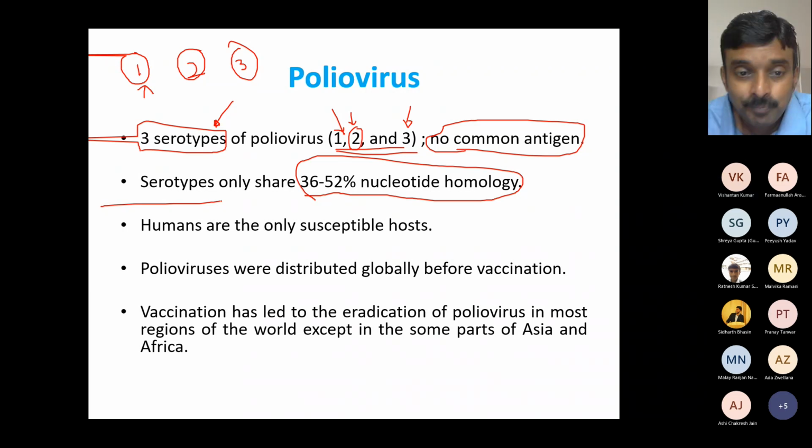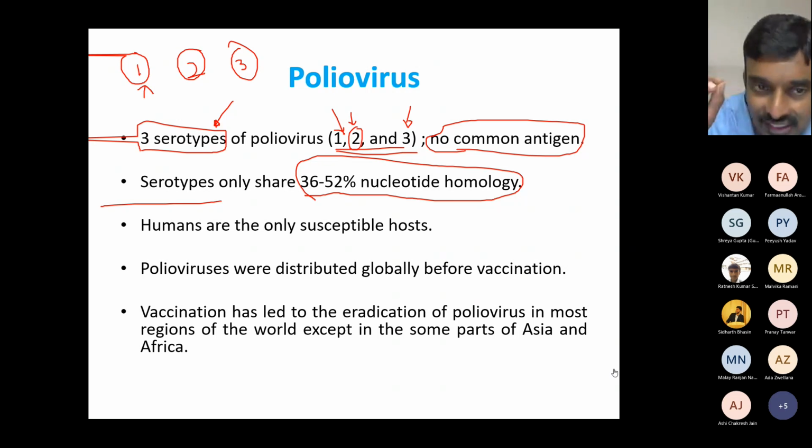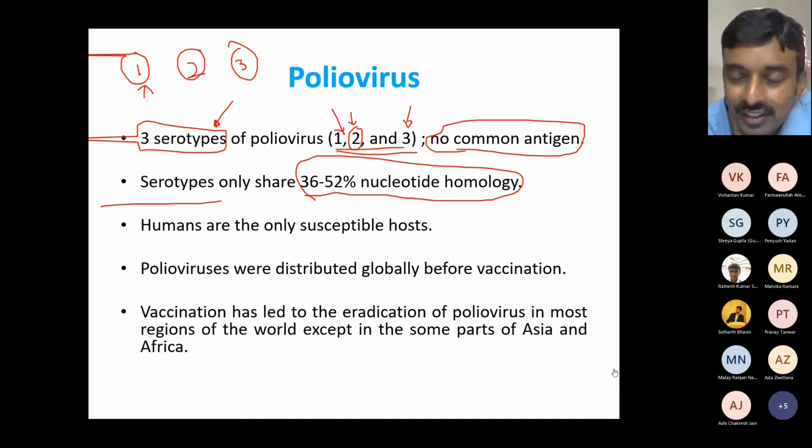Sir, I had a doubt. What's the difference between a different strain and a serotype? Okay, so I have some slides on that. Let me put it this way. Changes in the genetic sequence of a virus may or may not result in a different serotype, which means a very small change in the genetic sequence may not lead to a different serotype, but all serotypes have differences in genetic sequence. Does that answer your question, Grima?